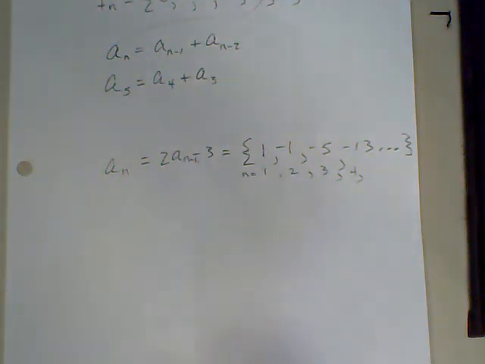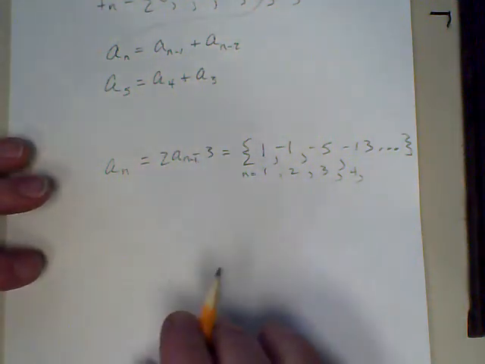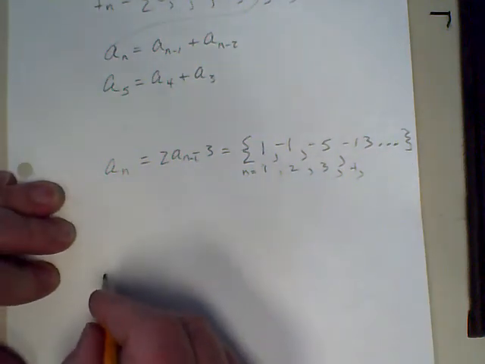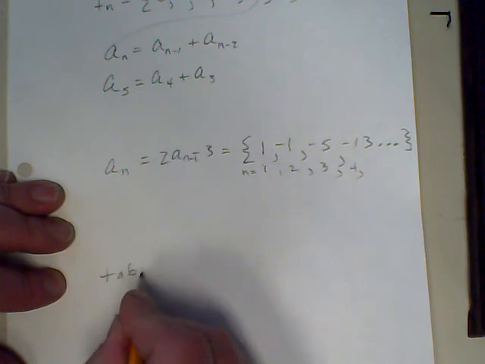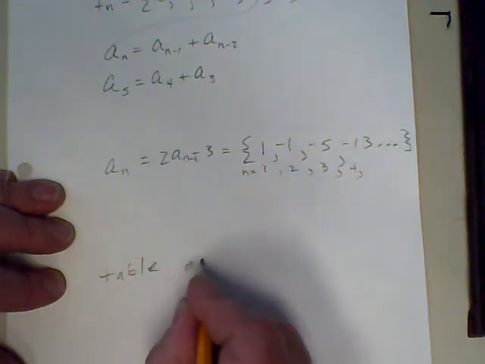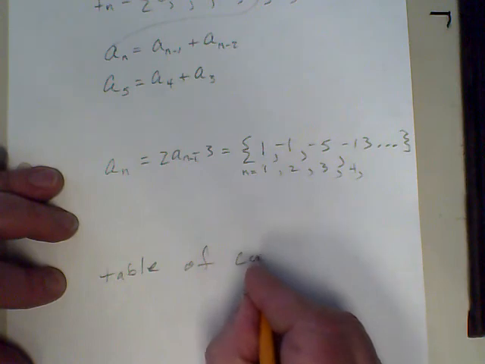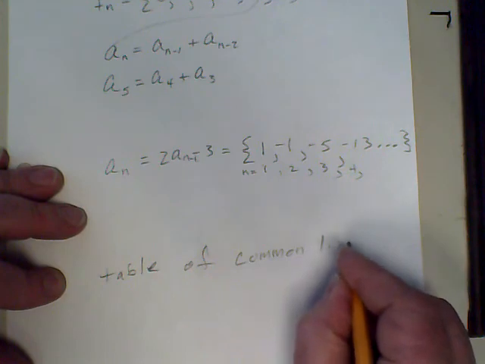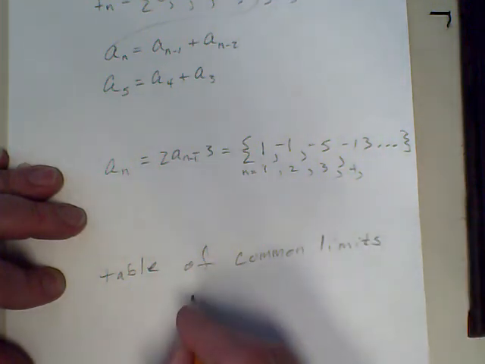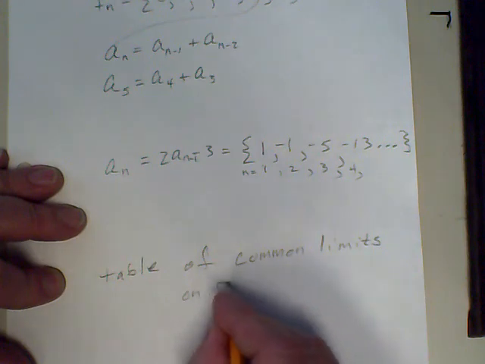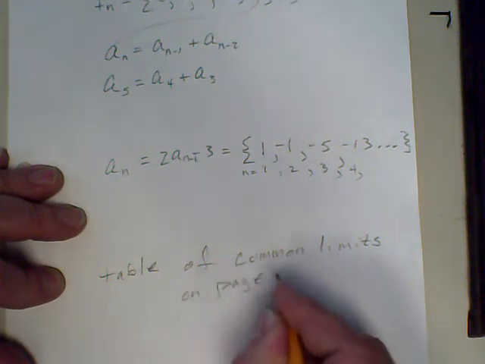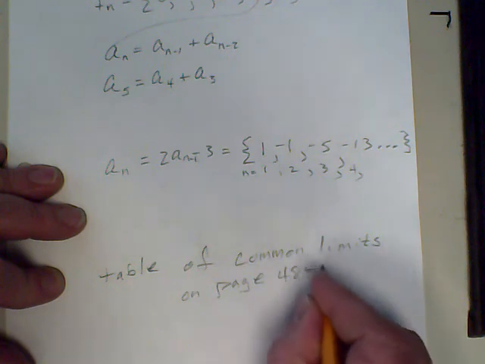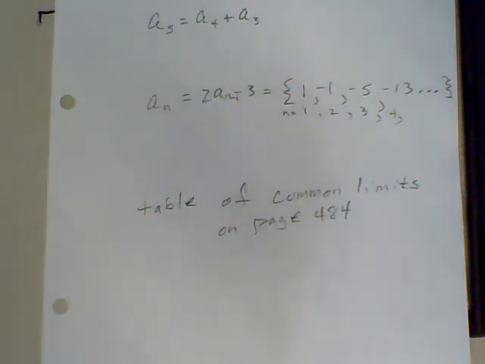All right, that finishes up our section. I had squeezed a lot of it into that first video. I did want to point out to you that there's a table of common limits for sequences that are common sequences, and that's on page 484. So that might be helpful in trying out some of the homework problems that go along with these two videos in the section 8.1.